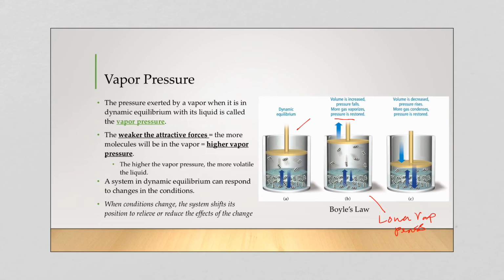Where volume goes up, the pressure initially goes down. In this case, the system can respond and try to recreate that pressure, right, to keep the pressure constant. Right? Okay. That's a little bit about vapor pressure.